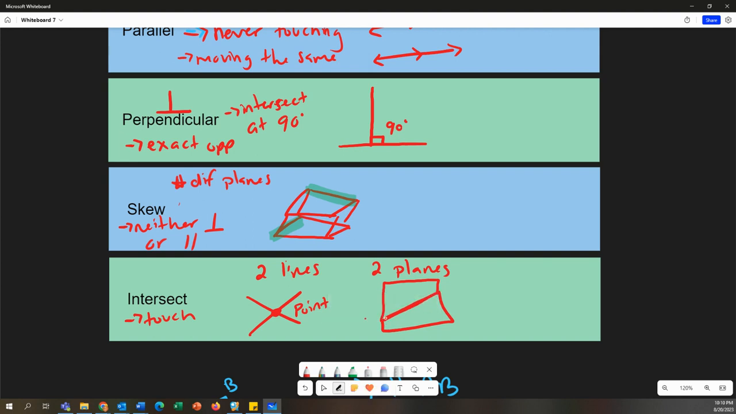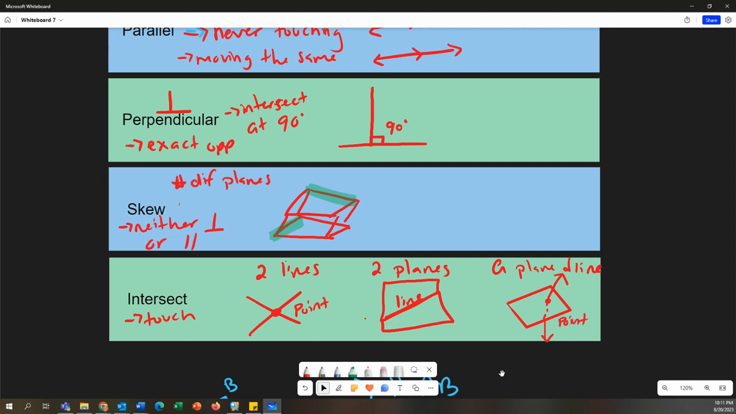So two planes intersect at a line, and a plane and a line intersect at what? Here's my plane. If I have a line that intersects it, typically you're going to see a little bit of a dotted area, and then it becomes solid again. That dotted area is like behind that plane, so it would intersect at a point.